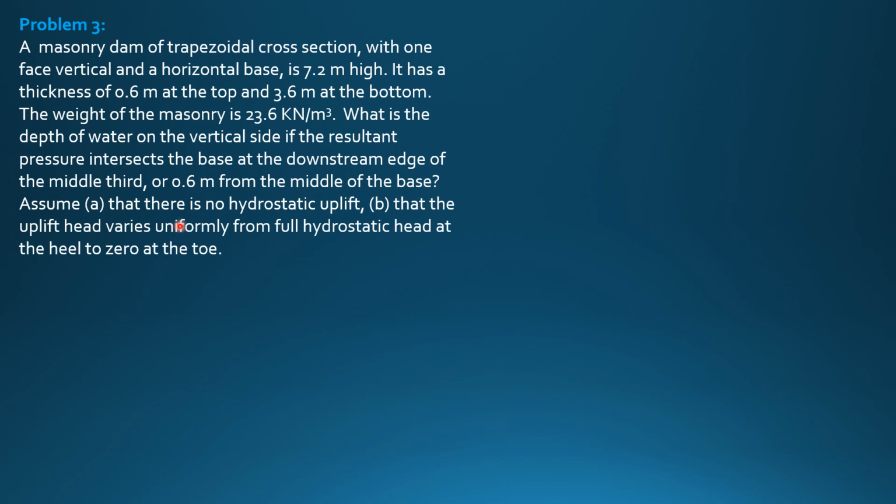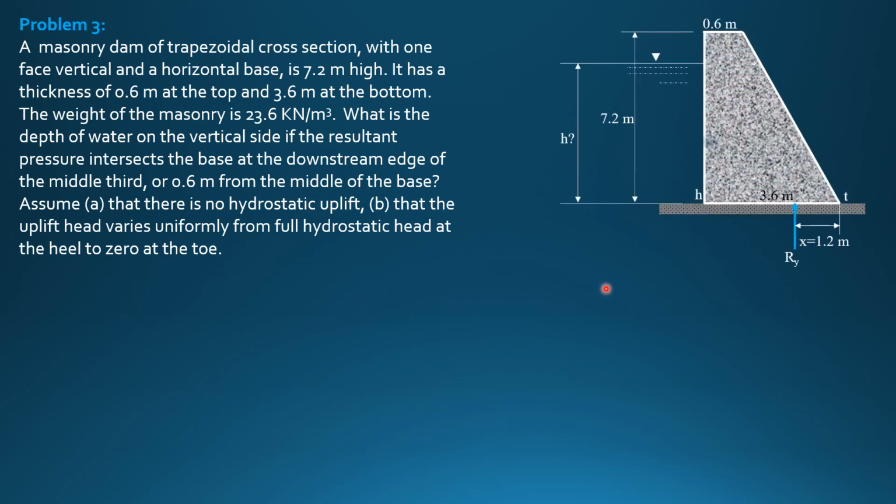So R_Y, the resultant, crosses the extremity of the middle third near the toe. In other words, assume that there is no hydrostatic uplift. Then the second part: the uplift head varies uniformly from full hydrostatic head at the heel to zero at the toe. So let's have the figure first to analyze the situation.